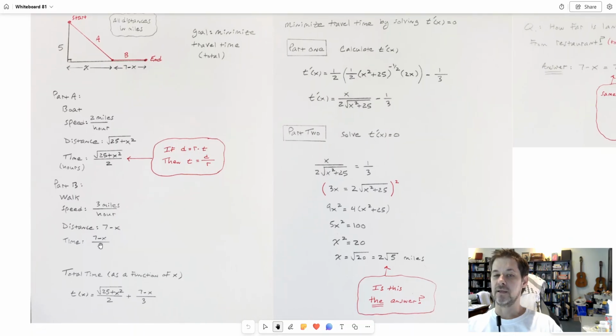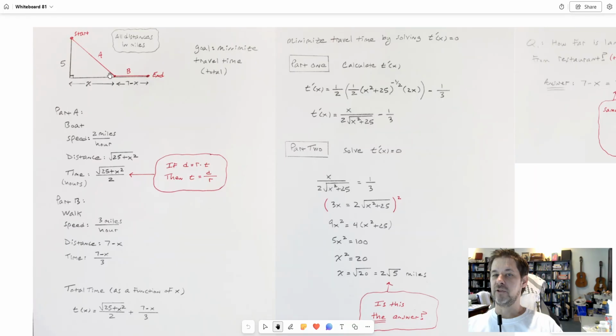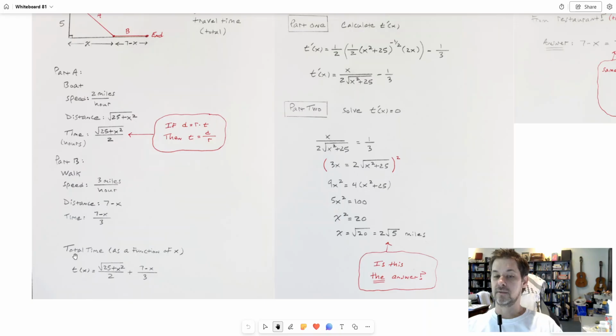All right. So I've divided my journey up into two parts, and I know the time it takes to travel along each part. Now my goal is to minimize the total travel time. So let's write a function of this distance x that gives me the total time.